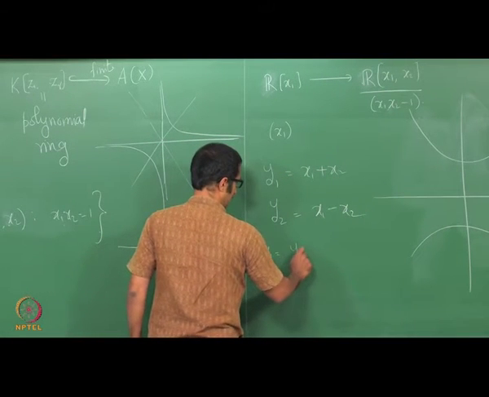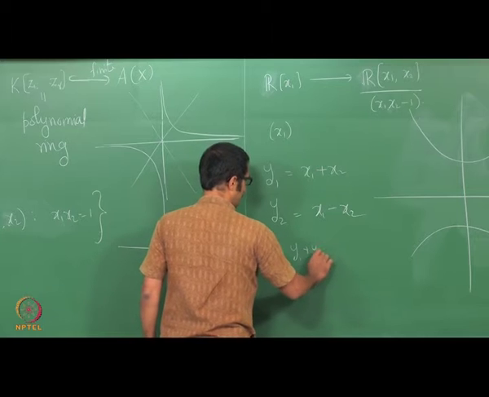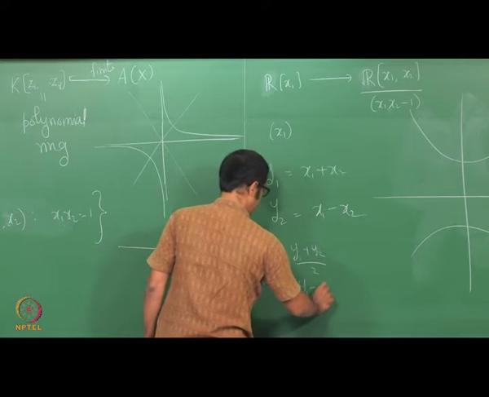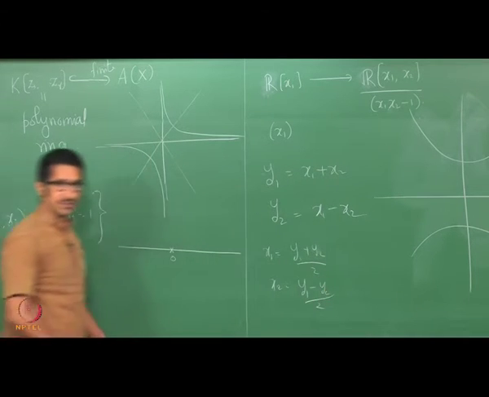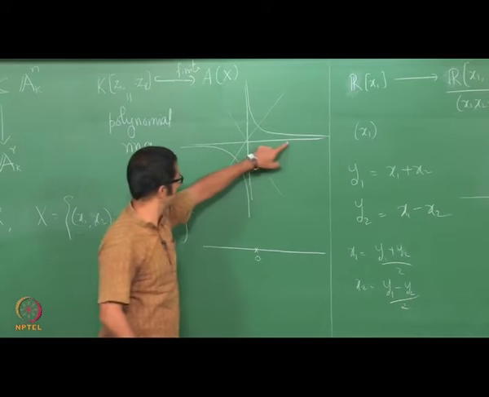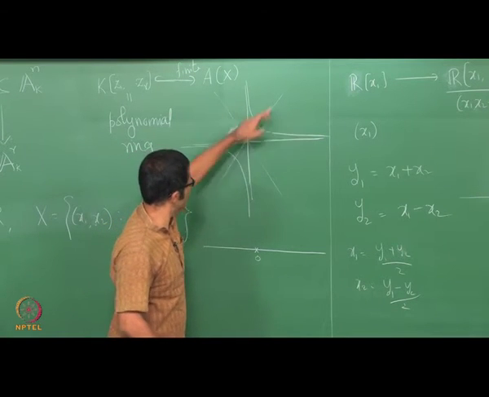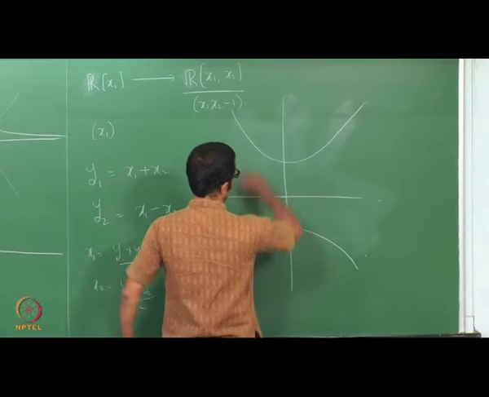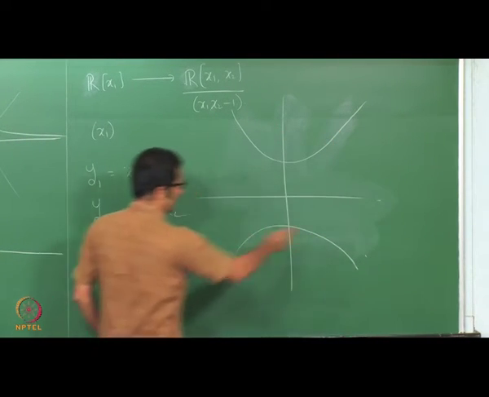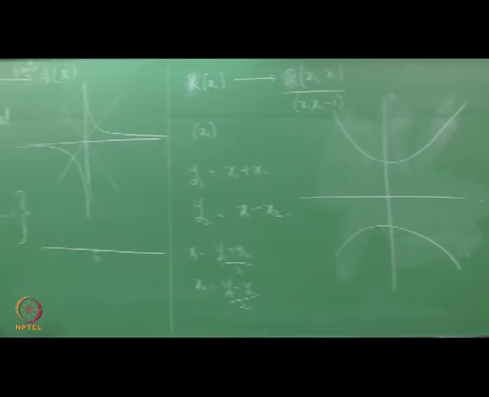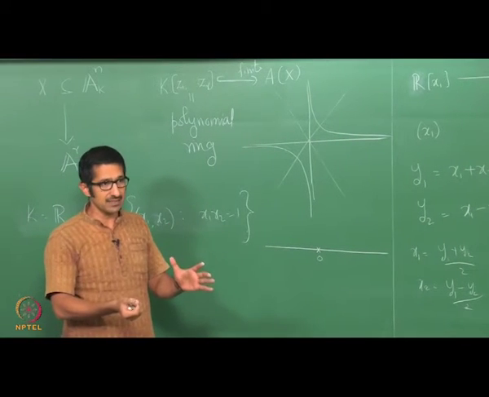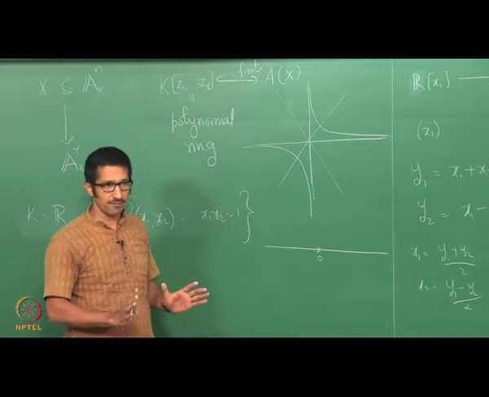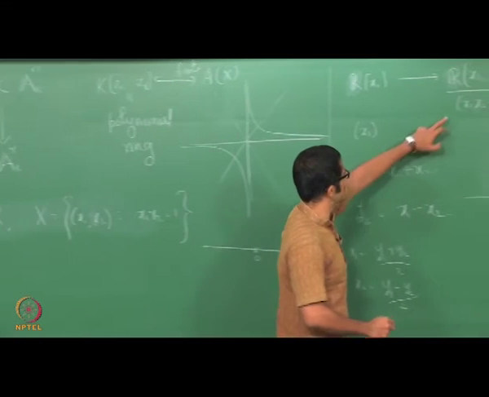x1 is (y1 plus y2) by 2, and x2 is (y1 minus y2) by 2, right. So, the axes, this is this line and the other one is this line. So, it is basically 45 degrees. So, the variety becomes this. There is no change as such for the variety, only thing is we are looking at it from a different angle. Once we twist this, now what happens to the variety?